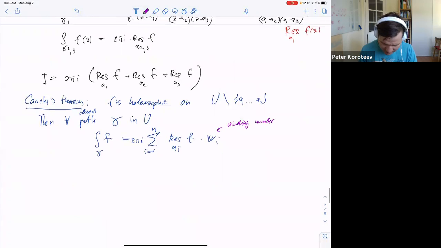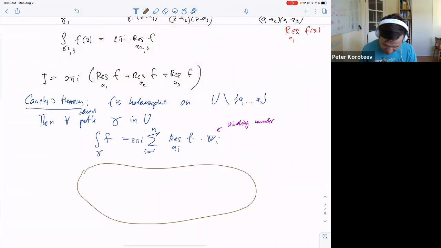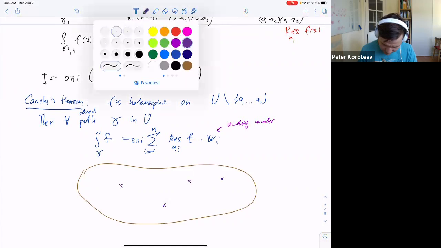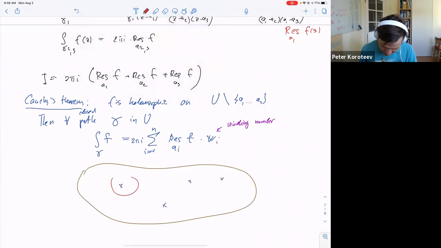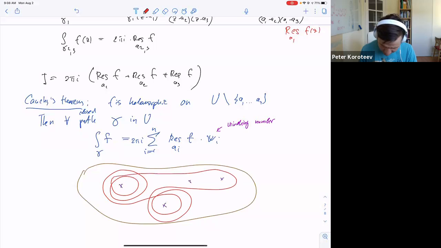So let me give you an example to illustrate why this winding number is important. Say this is set U, right? You have your singularities, your points, your A's, and then say the path goes like this. You wind 2 times here, then you wind in the opposite direction 2 times there, and then you come back again here.